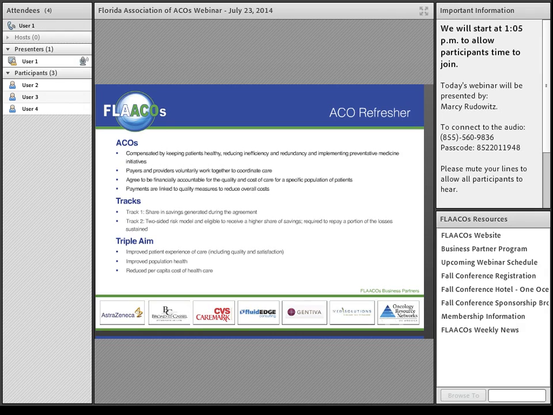Now, there are two tracks for where you would hear most ACOs talking about what kind of agreement they have. Track 1, they share in the savings generated during the agreement. Track 2 is a two-sided risk model and eligible to receive higher shared savings, but again, you have to repay if there's a loss. So there's more skin in the game, per se, as far as what your responsibilities would be if you're on Track 2.